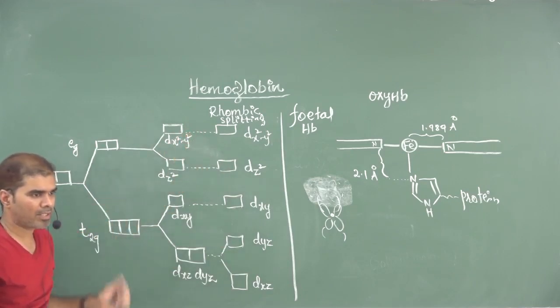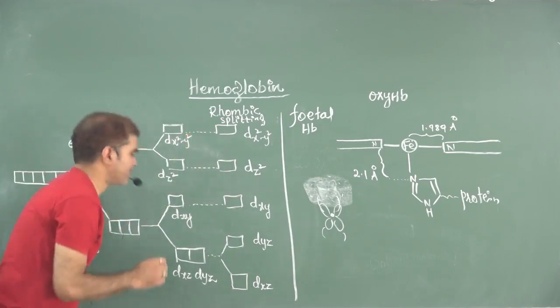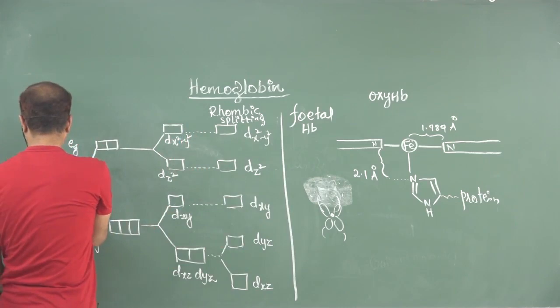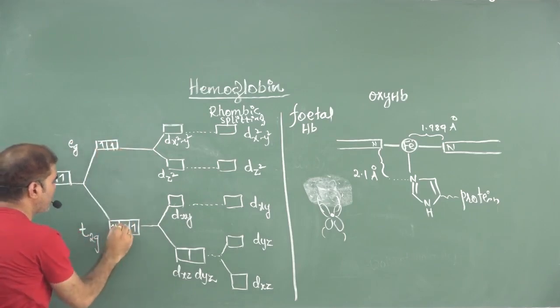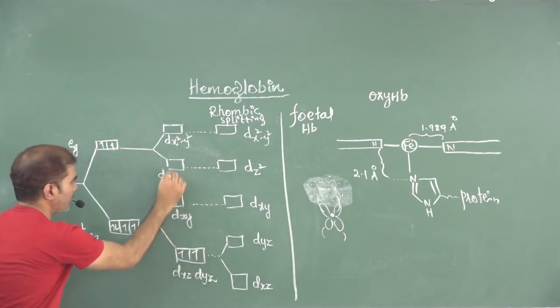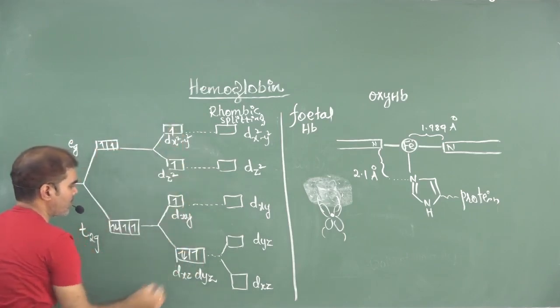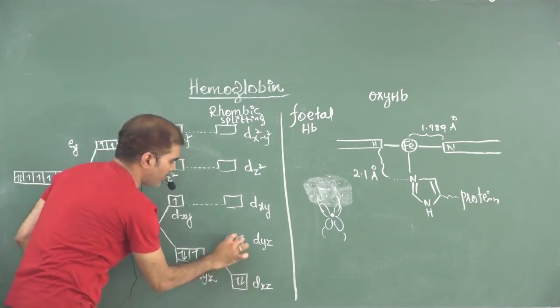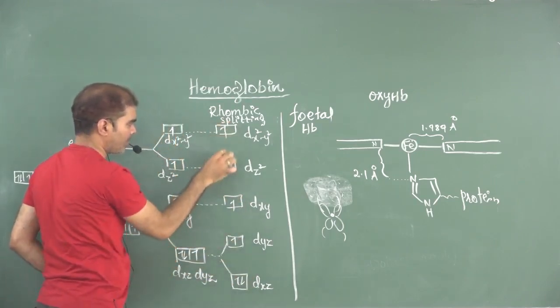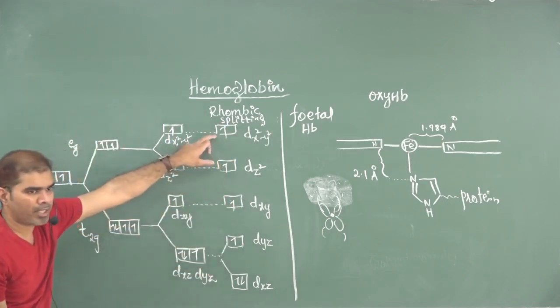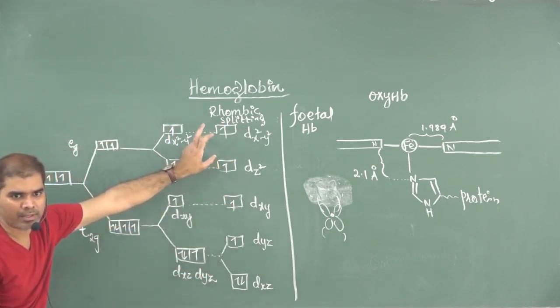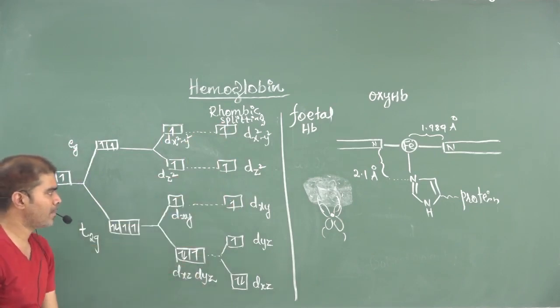So how many electrons are there altogether? How many electrons? 6. Iron 2+. So 6 means 1, 2, 3, 4, 5, 6. 1, 2, 3, 4, 5 and 6. And that same thing will continue. So altogether how many unpaired electrons? 1, 2, 3, 4 unpaired electrons. Okay. You can just draw this diagram.